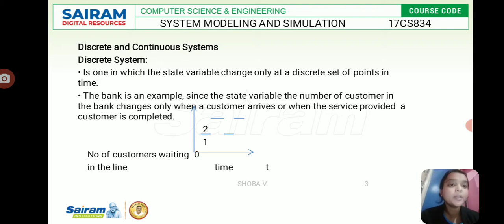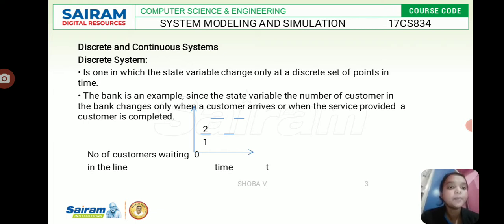In between those points in time, the customer is getting serviced by the server in the bank, from 9 to 4 p.m. This is a very good example of a discrete system. In the bank, the state variable, the number of customers in the bank, changes only when a customer arrives or when the service provided to a customer is completed. These two phenomena are a very good example for the discrete system. So the number of customers waiting in the line.